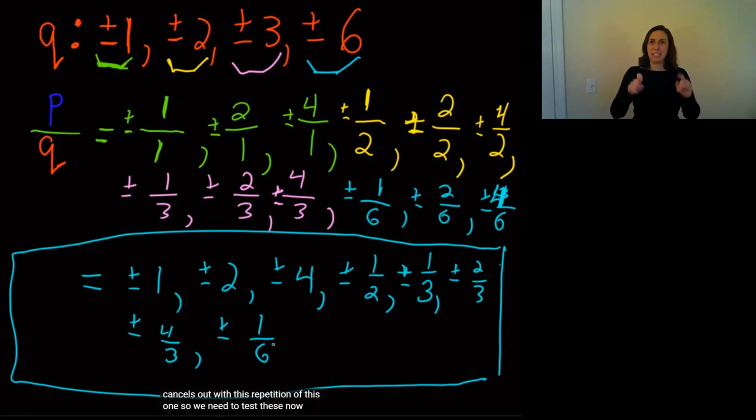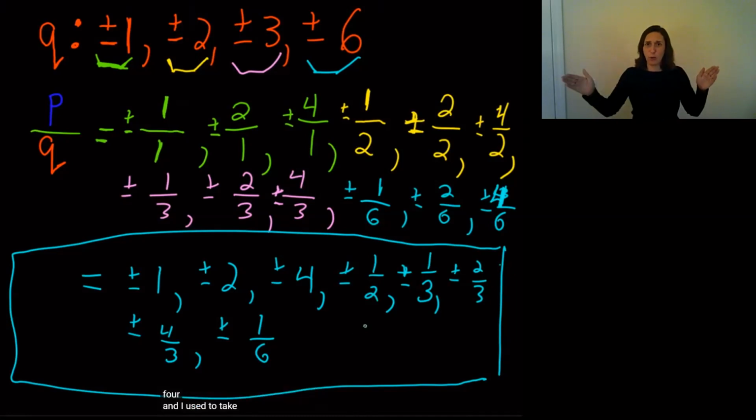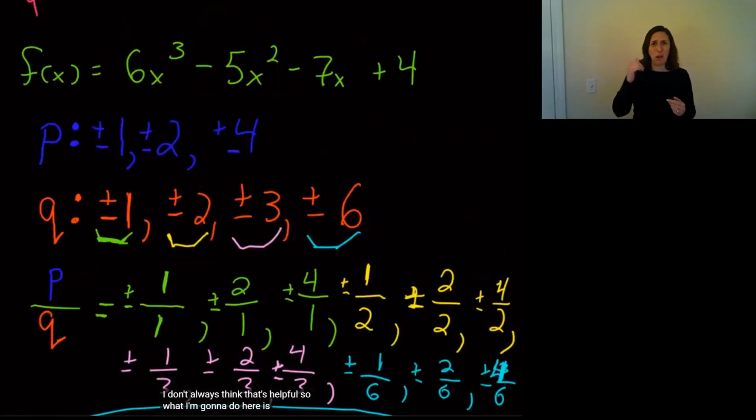Now, one of the things I used to do, and I used to write these in order. So I would have written the 1/3, the 1/2, the 1/6, the 1/3, the 1/2, the 2/3, the 4/3, the 2, and the 4. And I used to take them through in order. I don't always think that's helpful. So what I'm going to do here is I'm going to bring this back down.